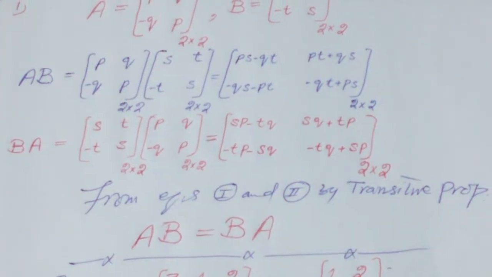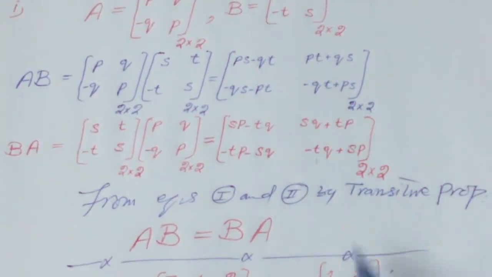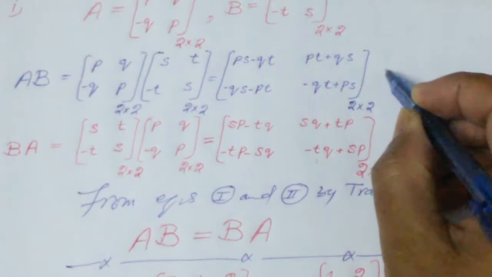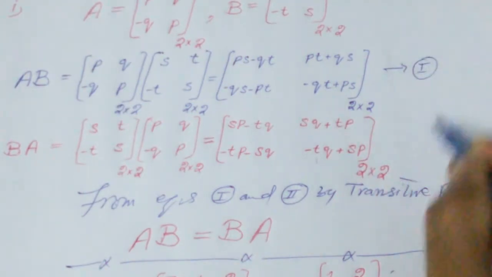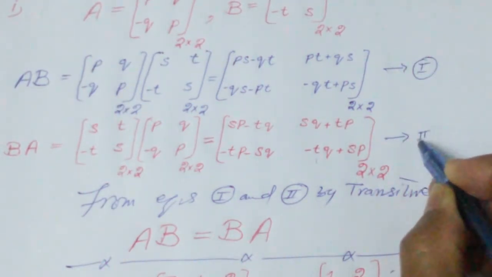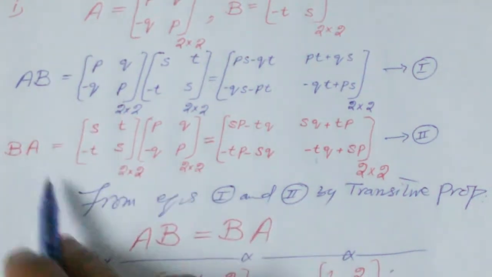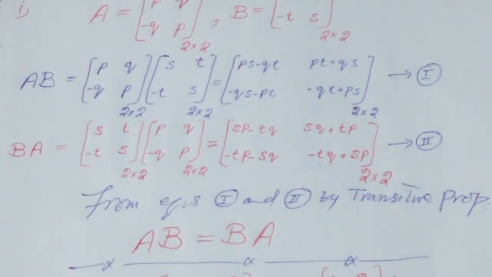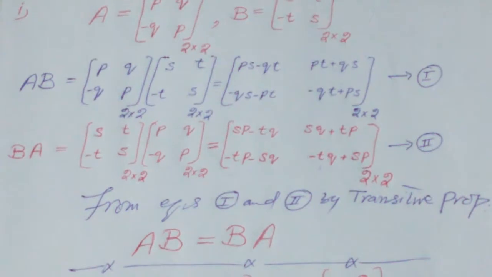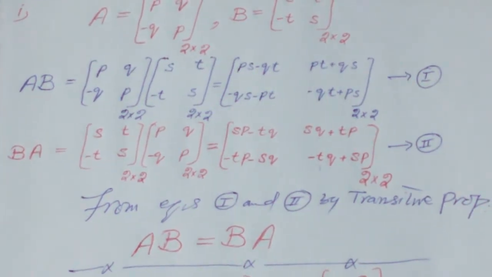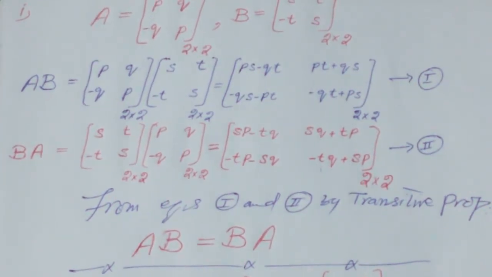So from equation number first and second, this is your equation number first and this is your equation number second, AB is equal to BA. In this case, the commutative property holds, but in general, it is not necessary that the commutative property with respect to multiplication holds in matrices.